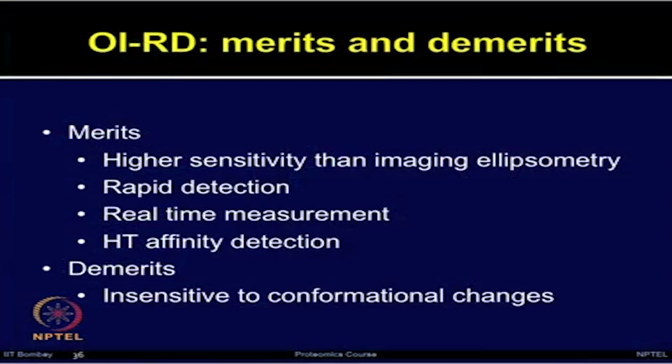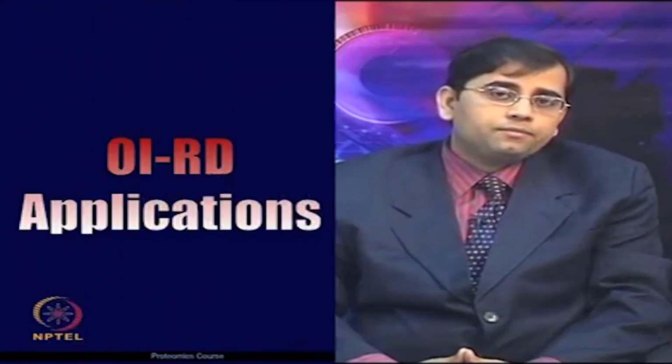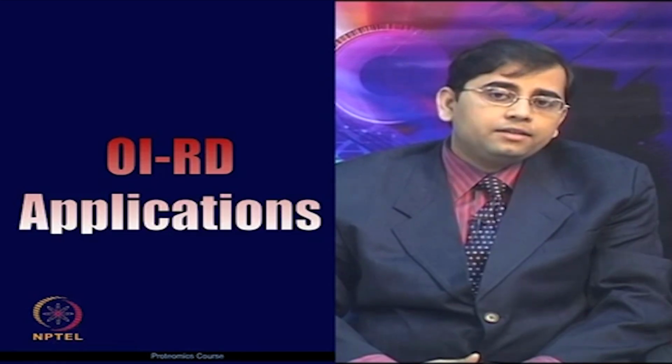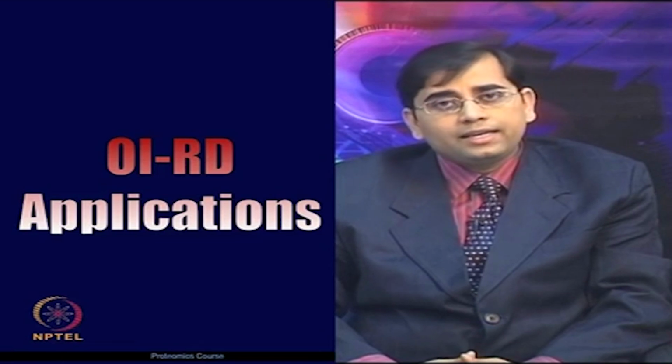The OIRD platform is highly sensitive as compared to the imaging ellipsometry based system. It provides the ability for rapid detection, real time measurement, as well as high throughput affinity determination. Its demerit involves insensitivity to conformational changes. OIRD has been used for various applications. The OIRD microscope is applied for real time monitoring of antigen antibody interactions, nucleic acid hybridizations, and protein small ligand binding reactions.